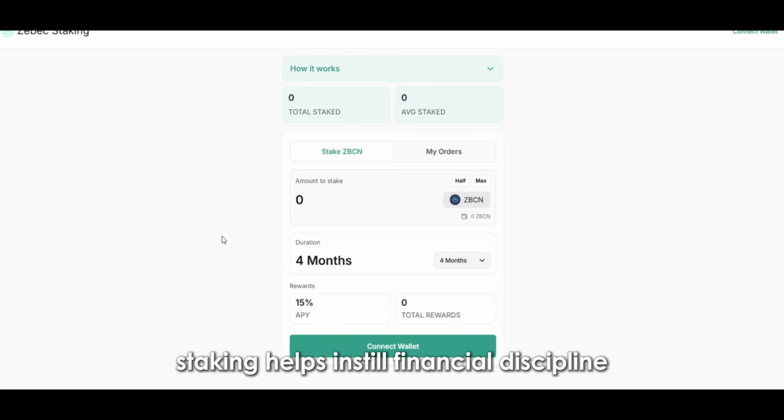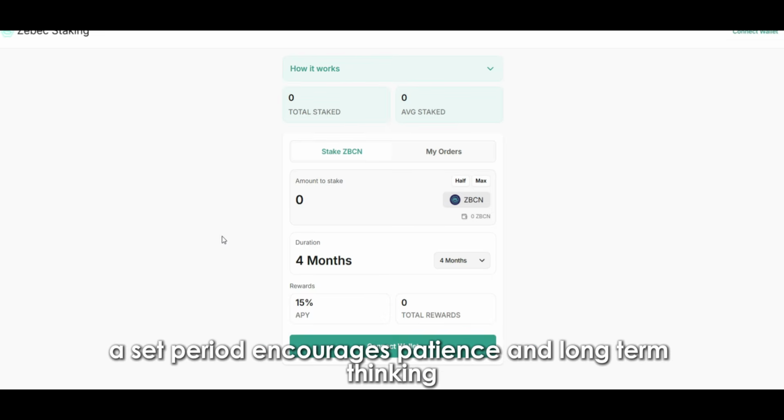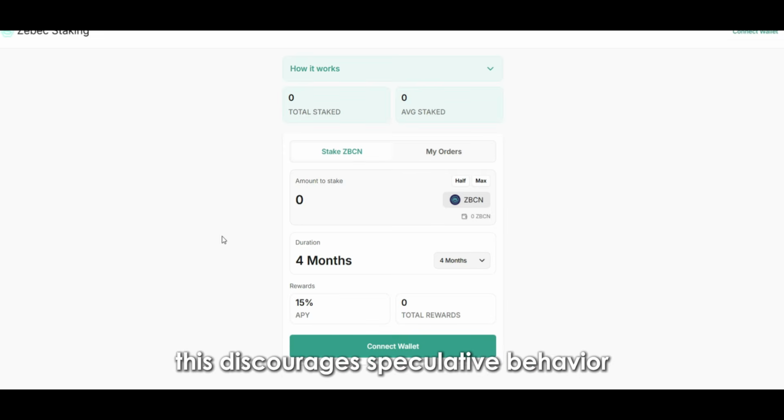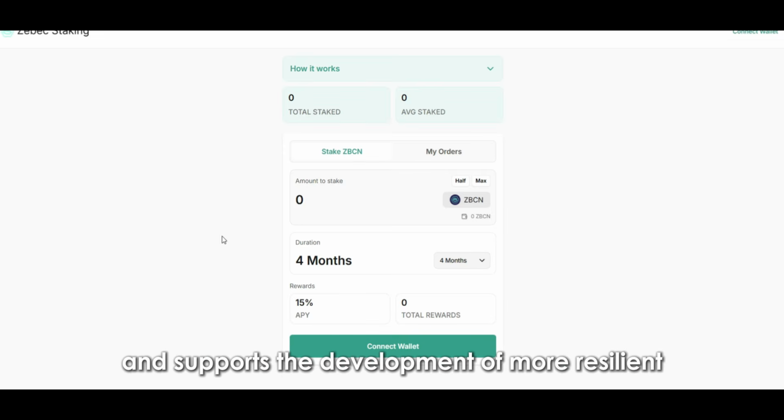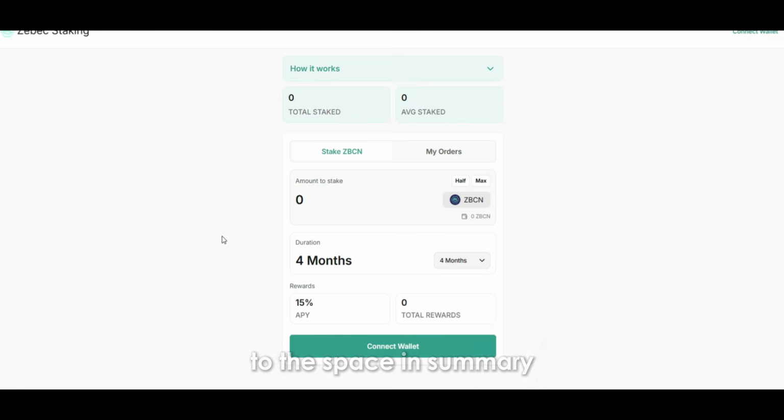Moreover, staking helps instill financial discipline. Locking tokens for a set period encourages patience and long-term thinking. This discourages speculative behavior and supports the development of more resilient investor profiles, especially helpful for newcomers to the space.